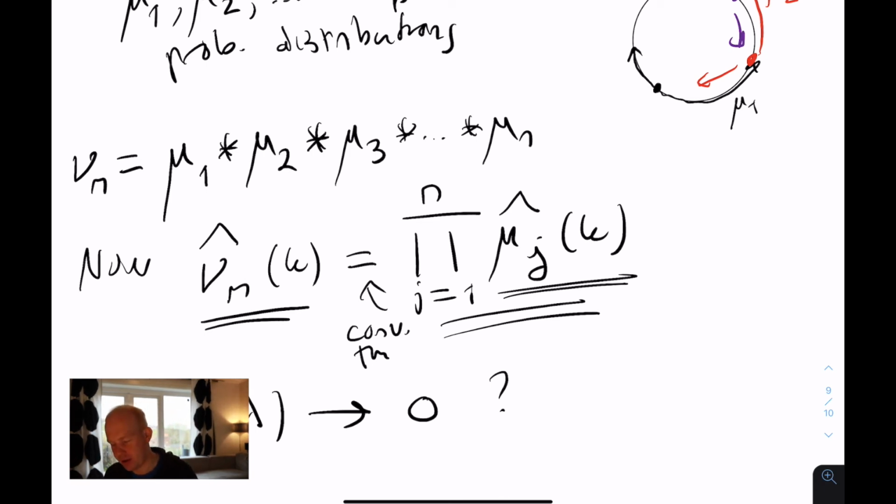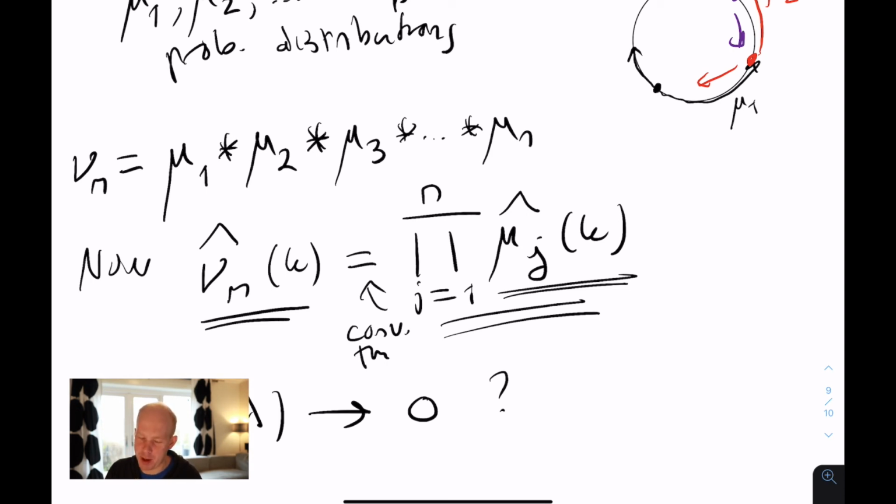So of course, if they are the same, then it reduces to the previous question and becomes exponential growth. But it could be that, for example, these mu j's have a spectral gap that shrinks with the size. So something of that type, and that's a valid question. Sometimes you might have that kind of situation.